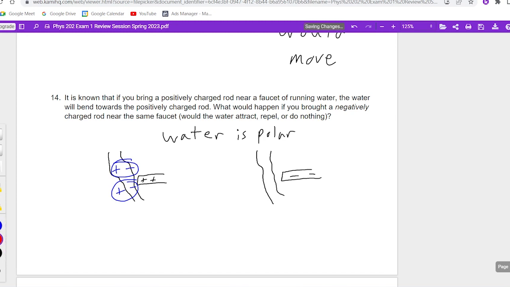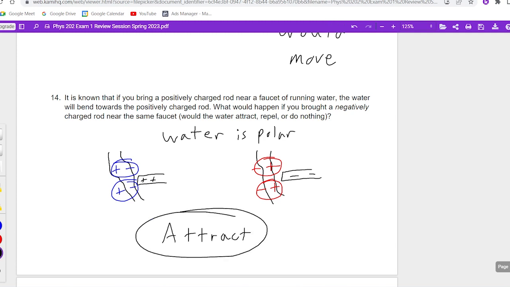Then, when you have the negative charge here, it's just going to rearrange its surface so it's positive, negative, so it still attracts. The water always attracts. And you can even find YouTube videos of it, so I'm not just BSing you here. The answer is it will attract.